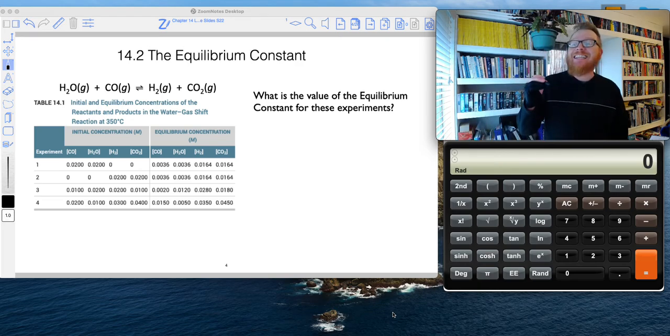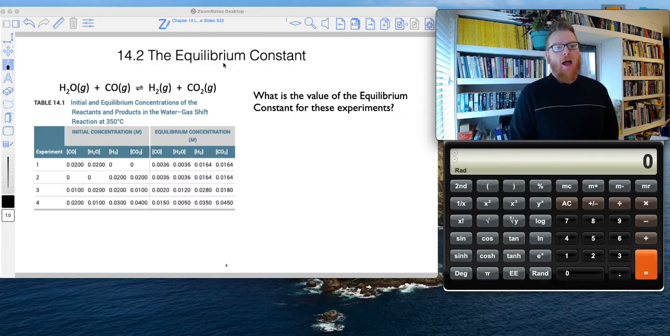Some practice calculating an equilibrium constant from a set of data. So here we are, we're back again at this water-gas shift reaction. And you notice we have a whole bunch of data. We have initial concentrations and we have equilibrium concentrations.